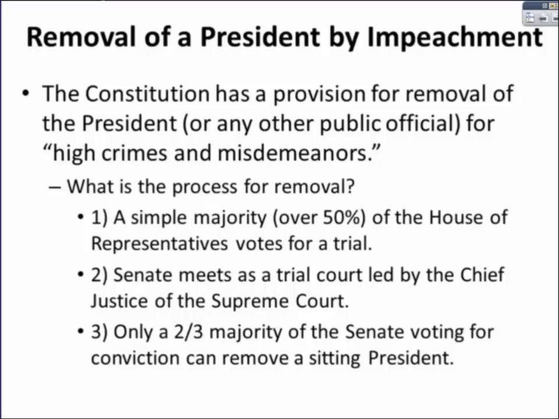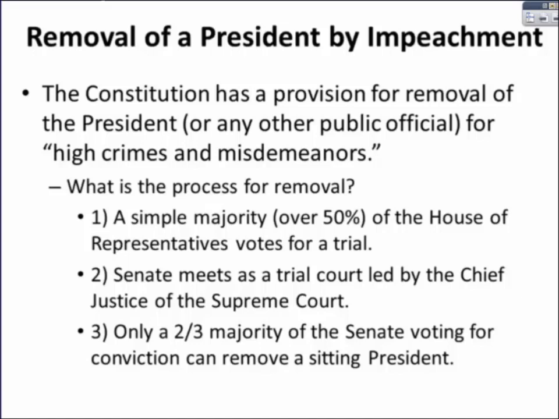So what is the process for removal? A simple majority, so just over 50% of the House of Representatives, can vote for a trial. The Senate meets as a trial court led by the Chief Justice of the Supreme Court. So the Senate is technically the jury, and the Chief Justice is technically the judge. Only a 2/3 majority vote of the Senate voting for conviction can remove a sitting president.